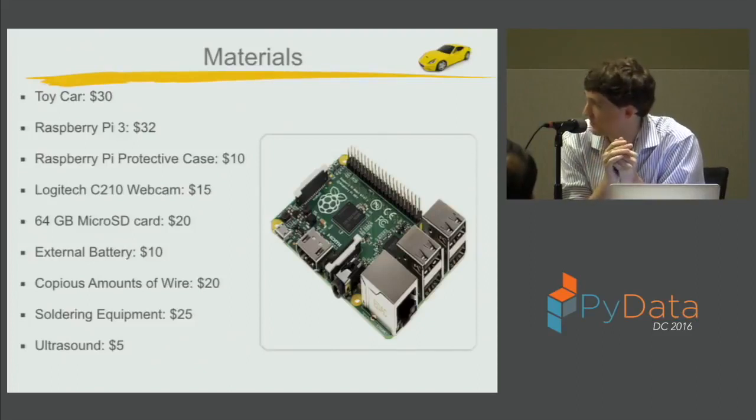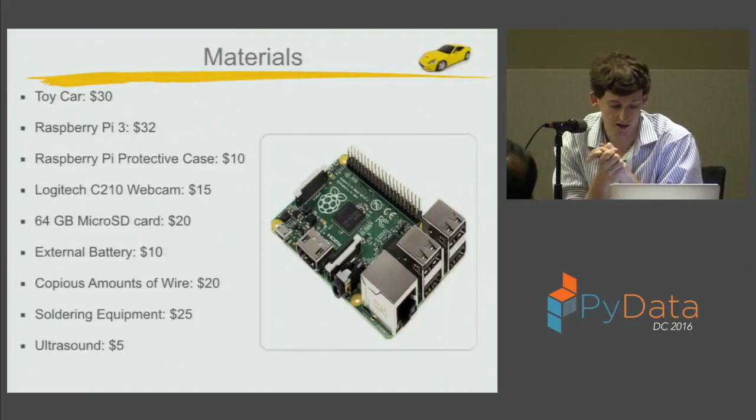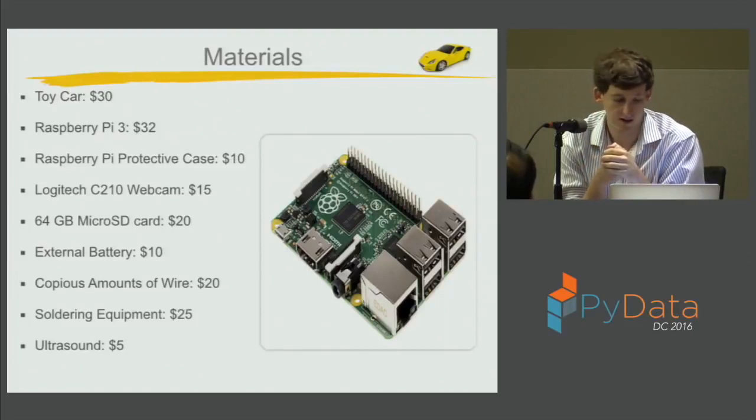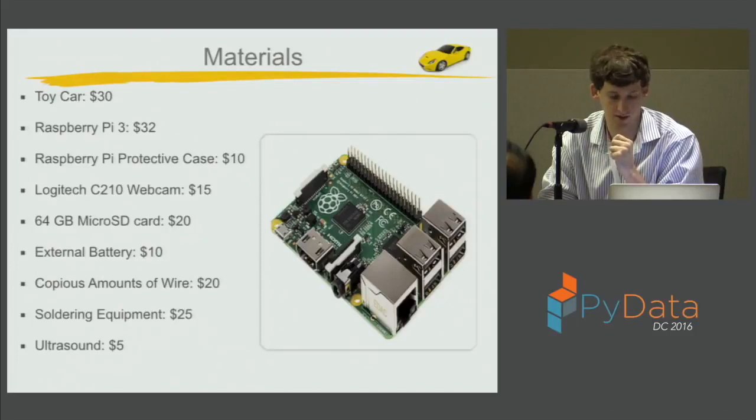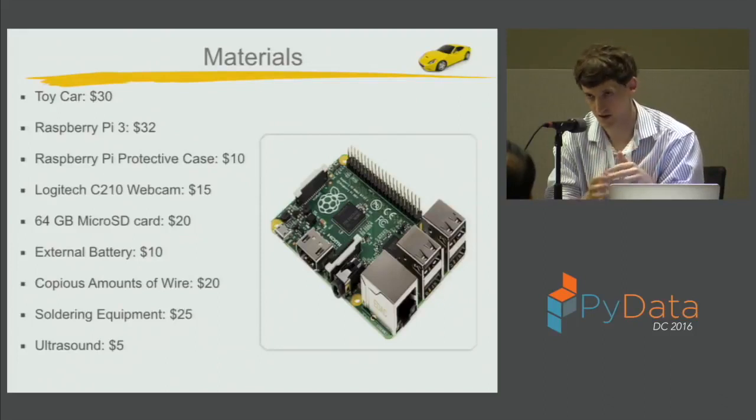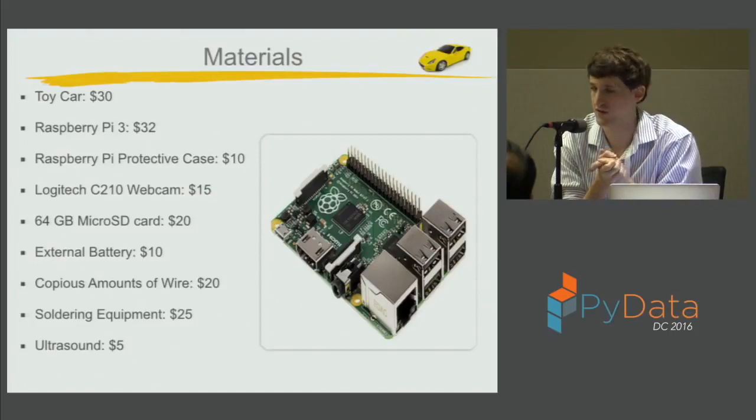You need copious amounts of wire. I broke a lot of wire when I was doing my soldering, and you want wires of different lengths, so just get lots of it. You'll need soldering equipment, and then if you want to do obstacle detection, or arbitrary obstacle detection, you want ultrasound modules, and those are pretty cheap. You can get like 10 of those for, I think, $5 if you order them from overseas.